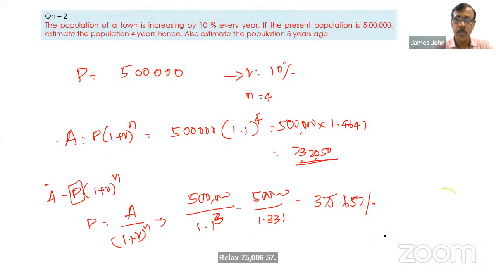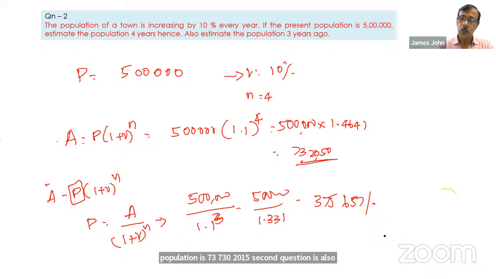Is it clear? I'll repeat the question once again. There is a town and the current population is 5 lakh. You are asked to calculate the population at the end of 4 years. So N is 4 and the rate of increase is 10%. You can take R as 10%, which means 10 by 100. Use the compound interest formula and you will get the population as 7,32,050.